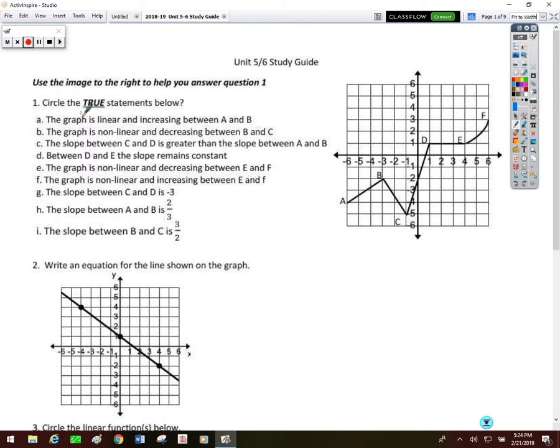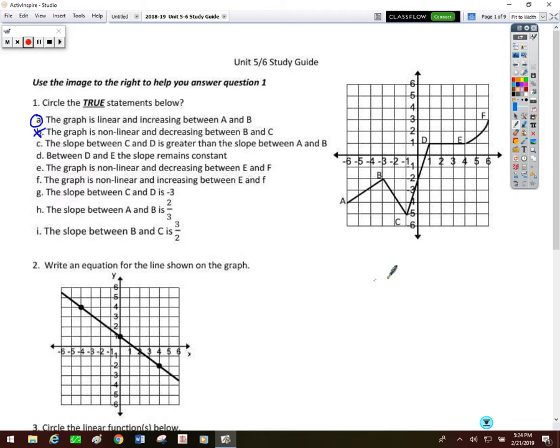Okay, it says the graph is linear and increasing between A and B. Well, remember, linear means just a straight line. So look, between A and B, it is linear and it is increasing because X is going from -6 to -3. So that one would be a true statement. The graph is nonlinear and decreasing between B and C. Well, if you look between B and C, it is in fact decreasing, as far as the slope going downhill, but it's a straight line. Remember, nonlinear means not a straight line, so that one's false.